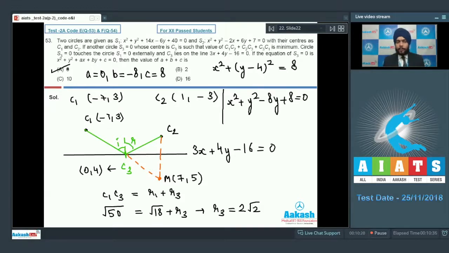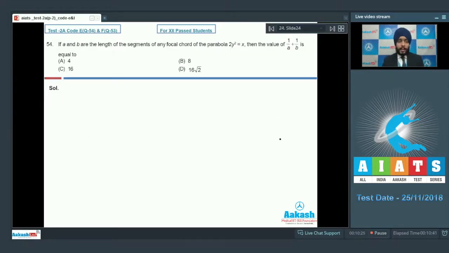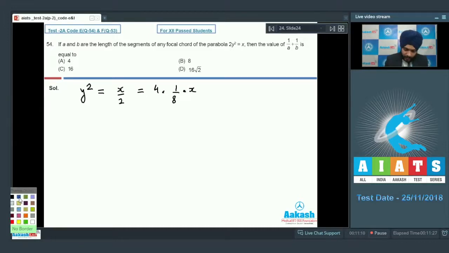Okay, let us move forward to question number 54. Question 54 says that if a and b are the lengths of the segments of any focal chord of the parabola 2y square equals x, then what is the value of 1 by a plus 1 by b? Converting it into standard form, y square equals x by 2, and that is 4 into 1 by 8 into x. So if we compare it with the standard form 4ax, a is equal to 1 by 8.